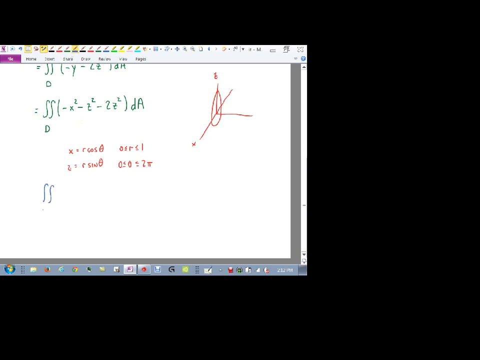I'm going to go from 0 to 2 pi. I'm going to go 0 to 1. That first thing turned into negative r squared. Now what about 2z squared? That's going to turn into 2, what's z? It's r sine theta, so square it, so r squared sine squared theta. Close it off.